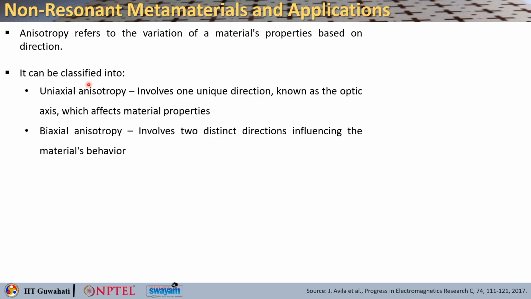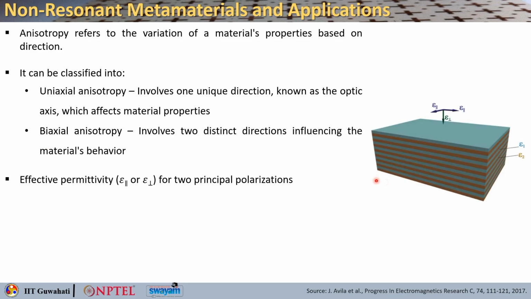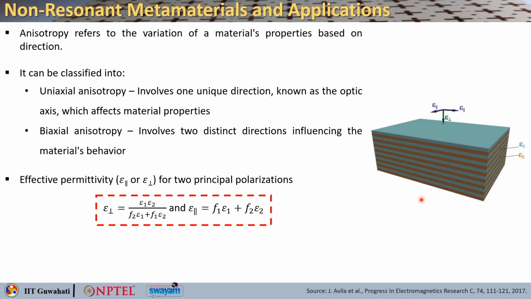So, uniaxial will have only one optic axis, biaxial will have two. Okay. So, we have seen this particular geometry earlier. So, why are we showing it again? Because this is a stratified metal dielectric composite. If you recall this figure, this is nothing but a layered metal dielectric structure, where the permittivities of the two constituents are given as epsilon 1 and epsilon 2.